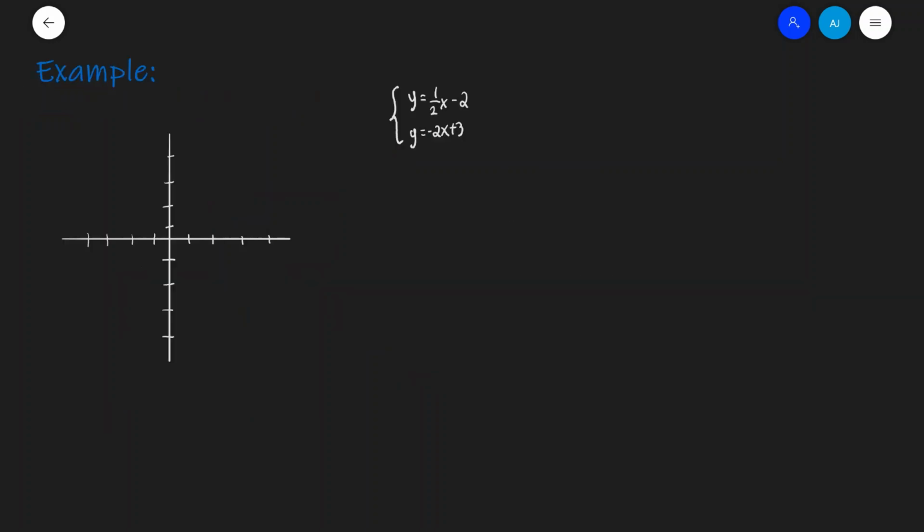Let's try an example. Say for instance we have a system of equations in which our two equations are y equals 1/2 x minus 2 and y equals negative 2x plus 3. What is the solution of this system represented graphically? Pause the video, try this problem on your own, and come back once you have finished.